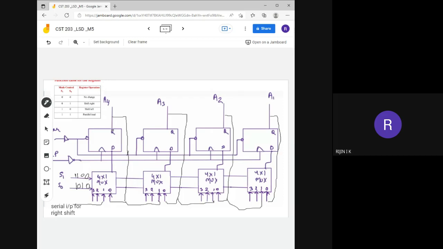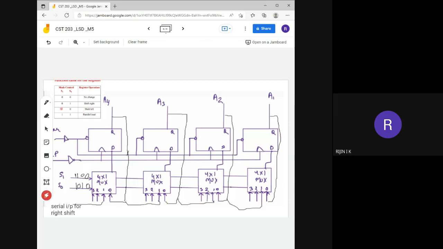That means shift right operation means what? Whatever the value that is present in the previous D flip flop, that has to be given as an input for the next flip flop. So this will be taken and given as an input for the next flip flop. Finally, you will get the output through this A1 line. So this is the shift right operation. Similarly, you have to perform left shift operation also.